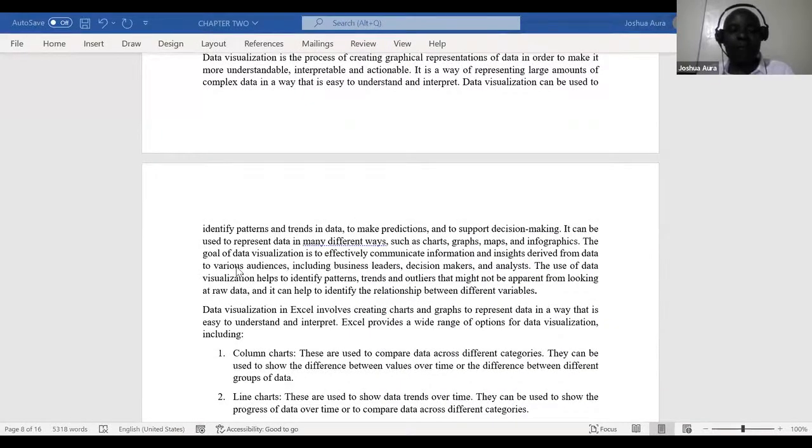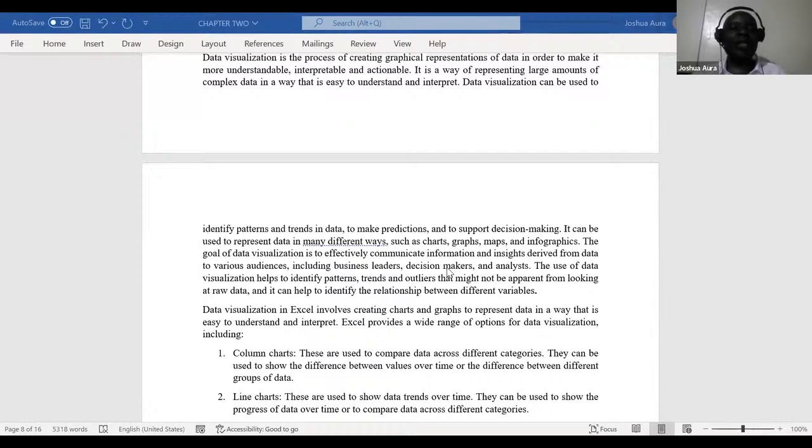The goal of data visualization is to effectively communicate information and insights derived from data to various audiences, including business leaders, decision makers, and analysts. The use of data visualization helps to identify patterns. It is used to discern trends and even outliers that might not be apparent from looking at raw data, and it can help to identify the relationship between different variables.